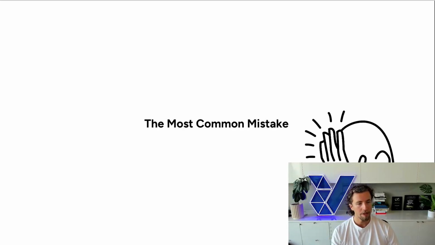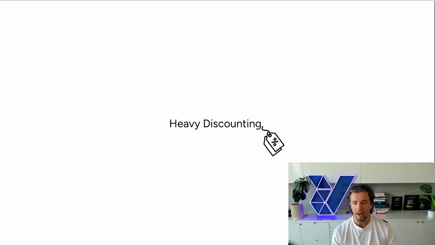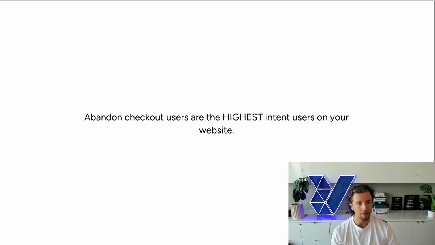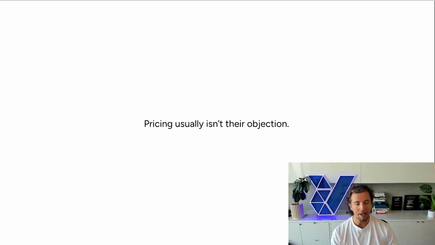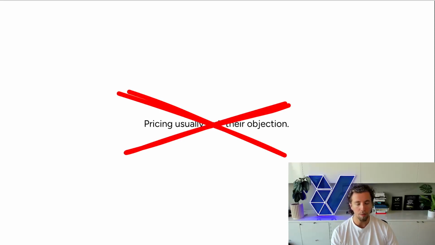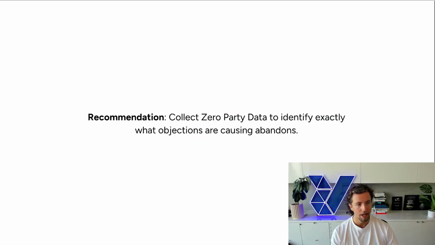The most common mistake that I see is heavy discounting within abandoned cart flows. Abandoned checkout users, I'll reiterate, are the highest intent users on your website. Pricing usually isn't their objection as to why they bounced. And so we don't want to be addressing an objection that doesn't actually exist. Instead, we want to be collecting zero-party data so that we can identify exactly what objections are causing these users to bounce and not follow through with a purchase.